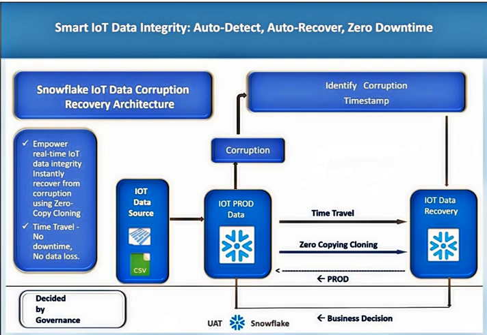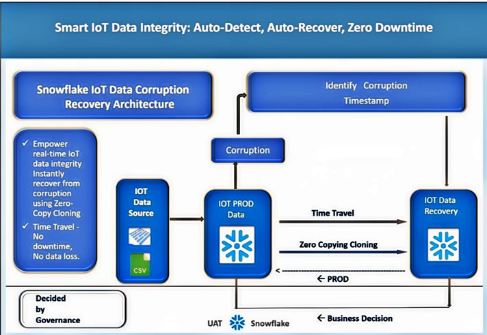Exactly. So today we're doing a deep dive on an architecture that's specifically designed for this smart IoT data problem. We've been looking at this diagram. It outlines a Snowflake setup for recovering from data corruption. And the promise they make right up front is pretty compelling. Auto-detect, auto-recover, and the big one, zero downtime. That zero downtime part, that's what everyone wants for real-time IoT, where you just can't stop the data feed or wait around for hours. This architecture lays out a way to potentially achieve that instant recovery.